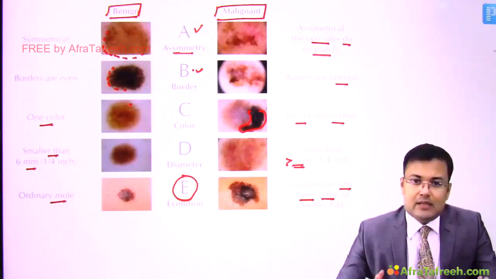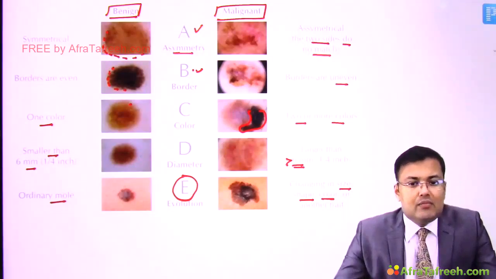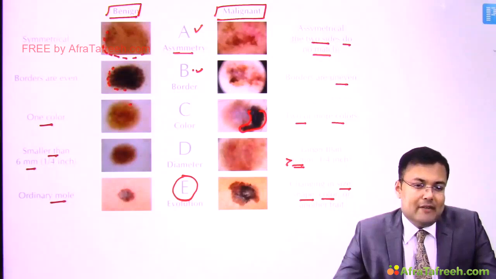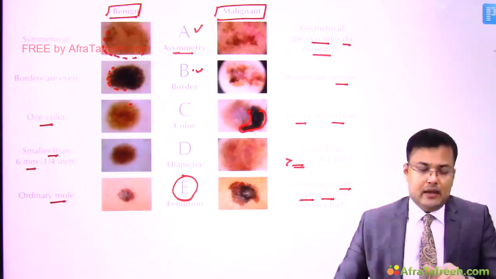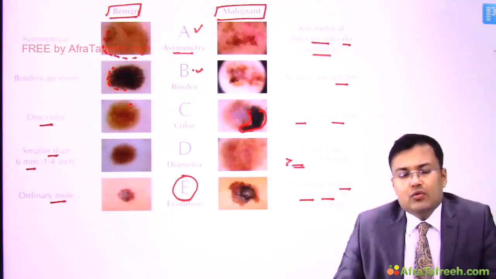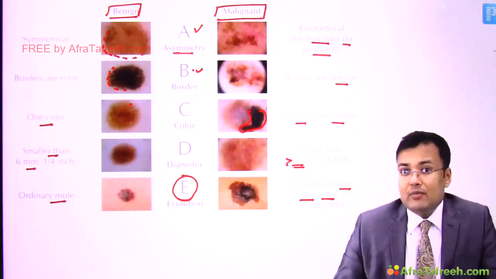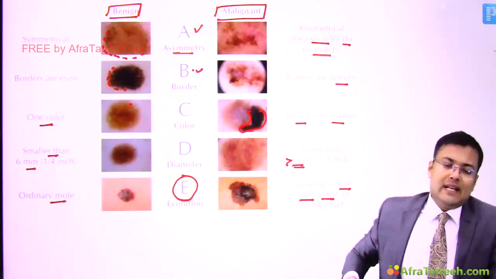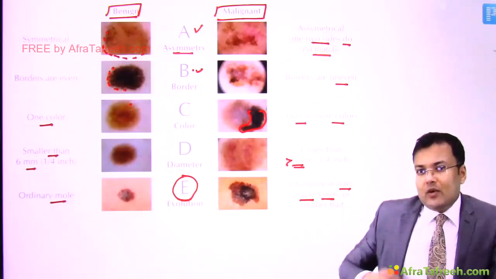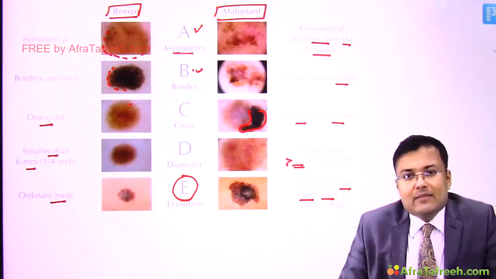So I'm repeating, this is important. There is asymmetry, border irregularity, color variation, change in diameter more than 6 mm, and evolution of size, shape or color. Now, what is the most common route of spread in malignant melanoma? The most common route is lymphatic. And what is the most common site of metastasis? It is liver.